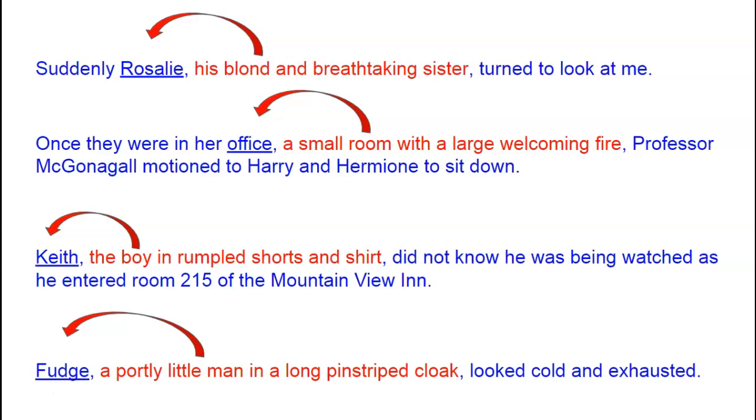Because, to be honest, if I just read that sentence without the red, I might have thought, hey, I only know that fudge is a type of candy that you eat. But here, obviously, Fudge is a man. Each of those portions in red is an appositive or an appositive phrase.